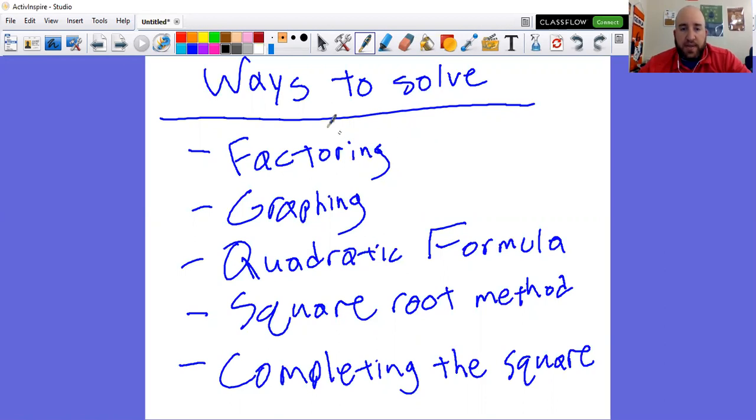Again, you don't really need to copy this, but there are 5 different ways to solve quadratics to figure out the x values that make it equal 0. Factoring, which we've done in class. Graphing, we've looked at a little bit. Quadratic formula, which is really what we're getting into today. And then square root method and completing the square, which is what we're doing next week. And I'll probably make a video on those as well.